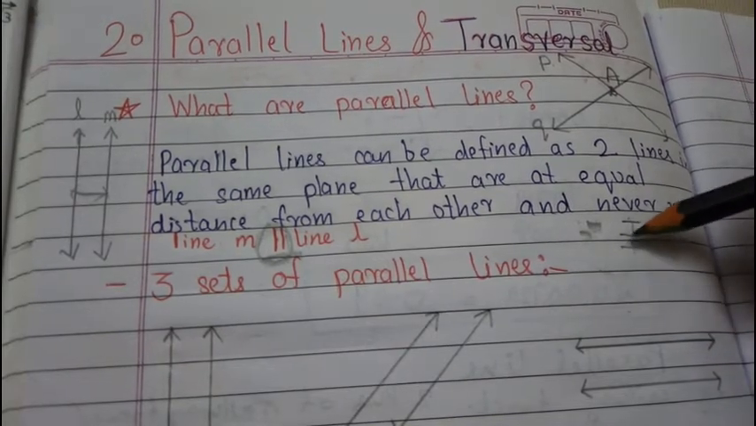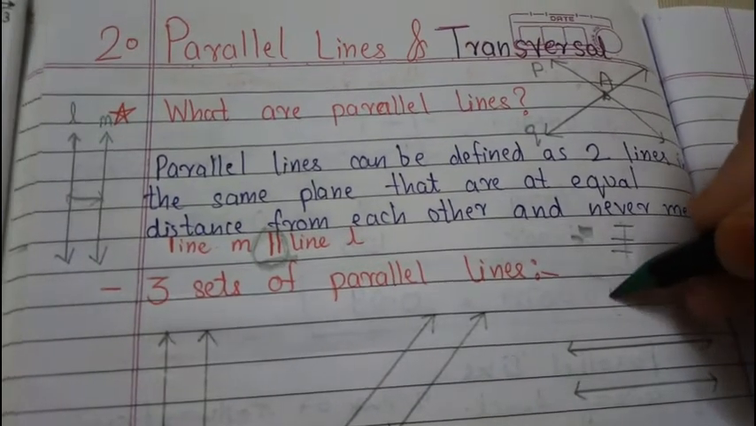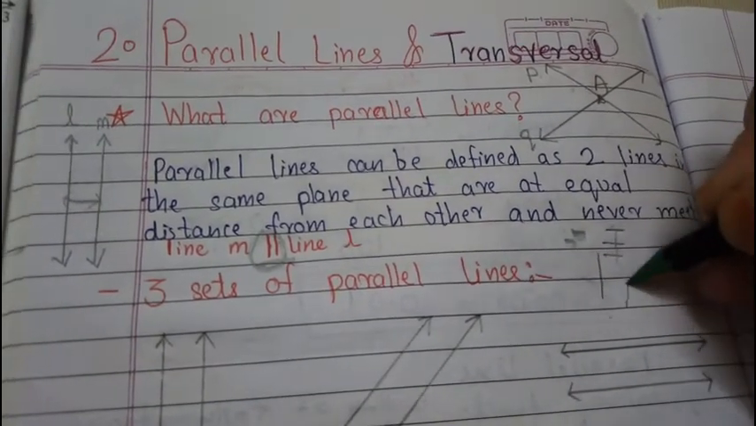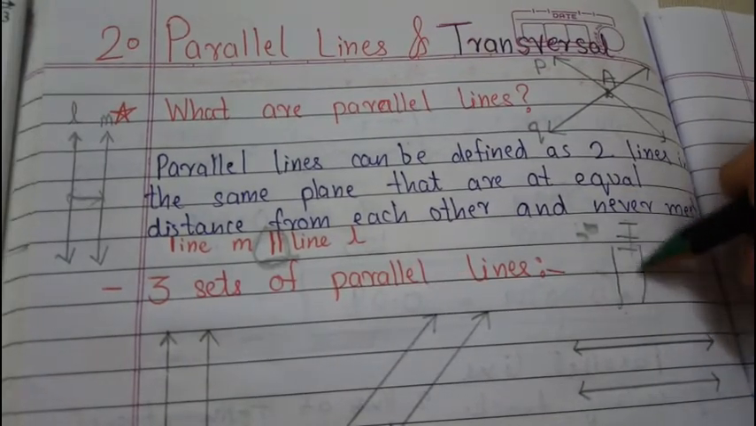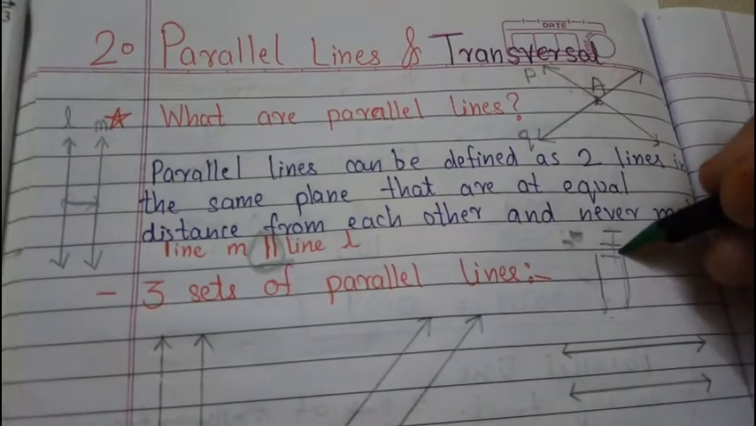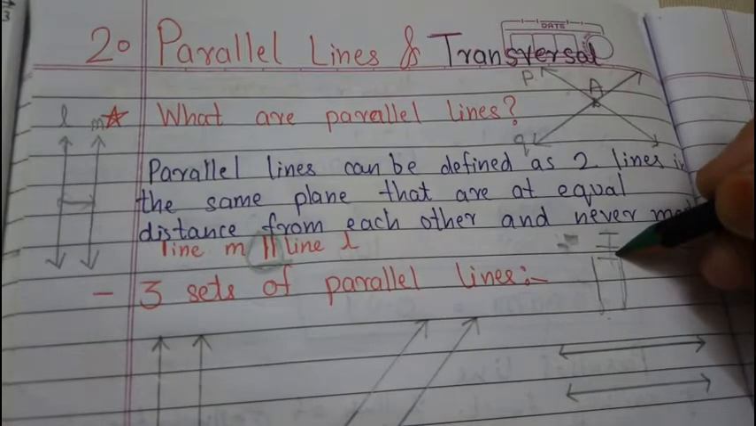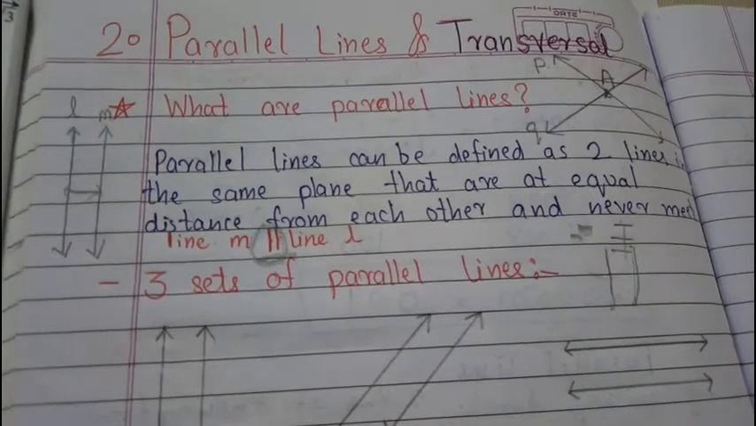The next example we can take is a railway track. The railway track always goes in a straight way. The tracks never meet and never intersect each other. So the railway track is another example of parallel lines. Now I hope you have understood what parallel lines are. Now let's move on.